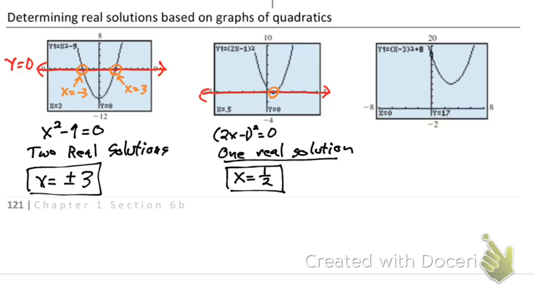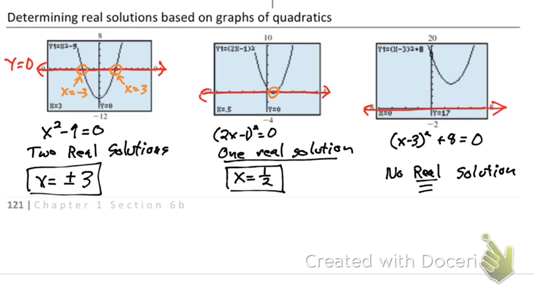All right, our last one is, where is x minus 3 squared plus 8 equal to 0? So once again, you're asking yourself, when does it cross this red line? It does not. There are no real solutions. There are imaginary solutions, but there are no real solutions. That's when you'd have something like the square root of negative 4. Well, that would be 2i, but yeah.